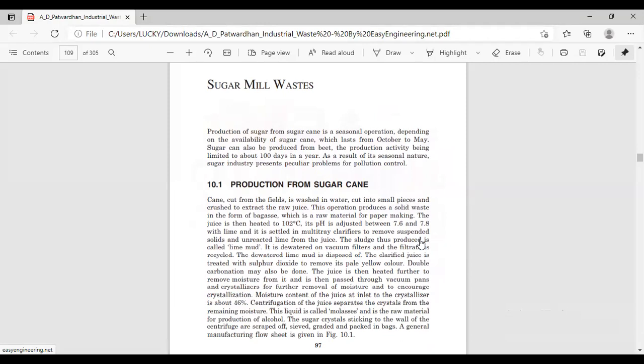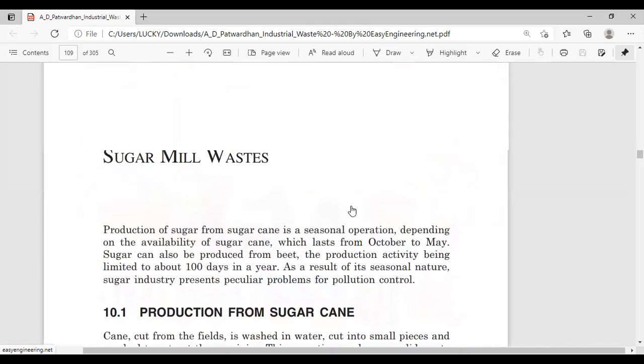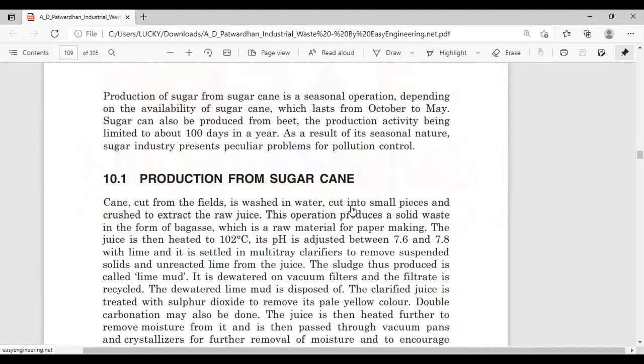Production of sugar from sugarcane is a seasonal operation depending on the availability of sugarcane, which lasts from October to May. Sugarcane can also be produced from beet. The production activity is limited to about 100 days in a year. As a result of its seasonal nature, the sugar industry presents peculiar problems for pollution control.